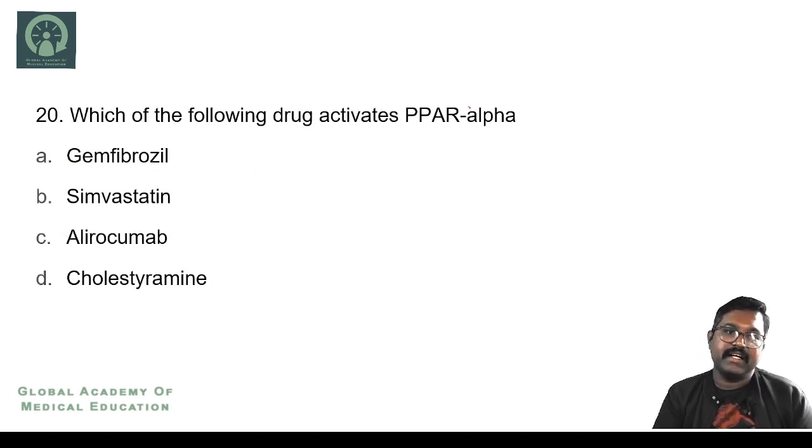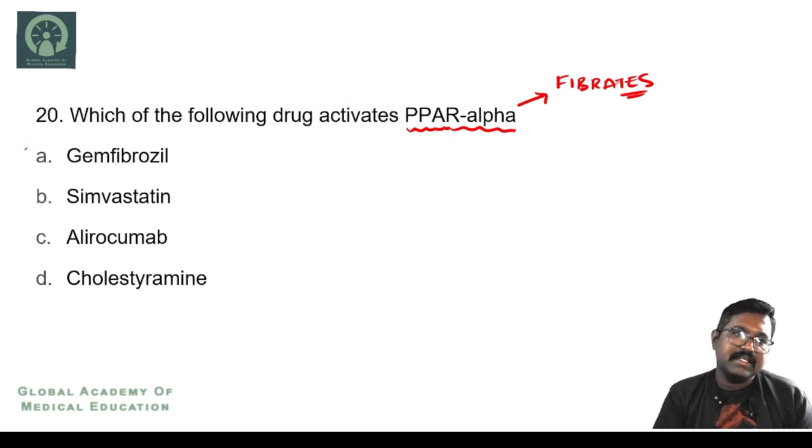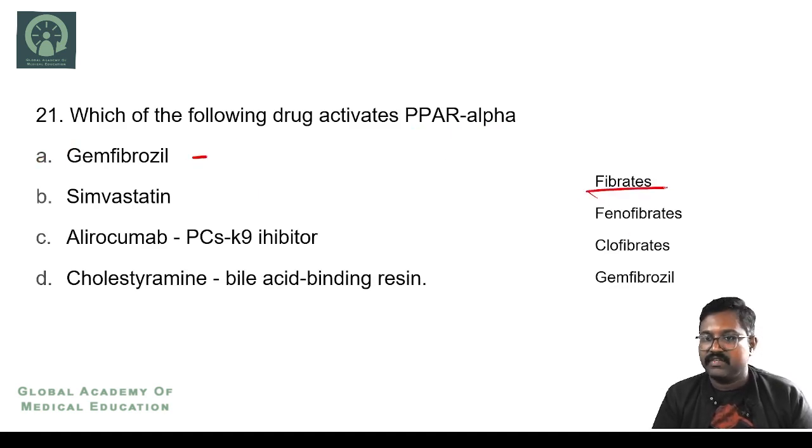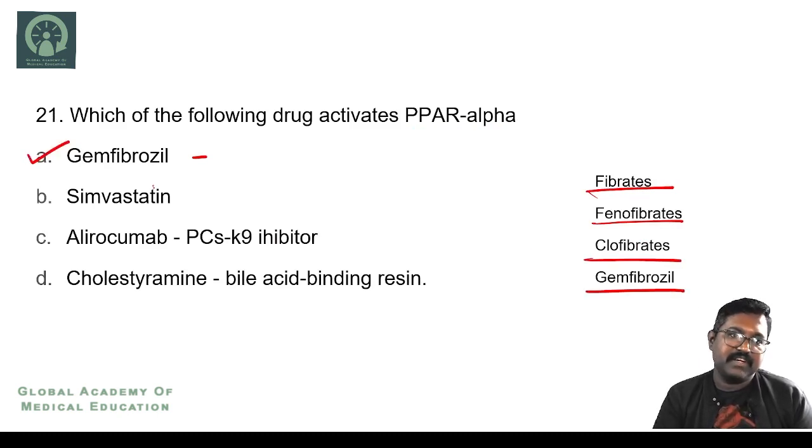Which of the following drugs activates the peroxisome proliferator activated receptor alpha? These are the drugs which act as cholesterol lowering agents, the fibrates. Fibrates act by activating PPAR alpha. The example for the fibrates here is gemfibrozil. Please remember, gemfibrozil belongs to the fibrates. Under fibrates we have fenofibrate, clofibrate, and gemfibrozil. Here the right option is gemfibrozil.